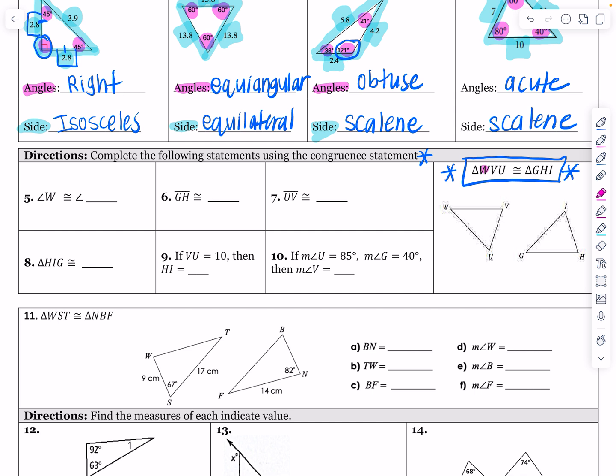So like W and G, those angles are going to be congruent. So let me go ahead and mark that. W and G are going to be congruent. Let's go, angle V and angle H are going to be congruent, V and H. And then last but not least, for the other angle, we've got U is listed third, I is listed third. So U, 1, 2, 3, and then I, 1, 2, 3.